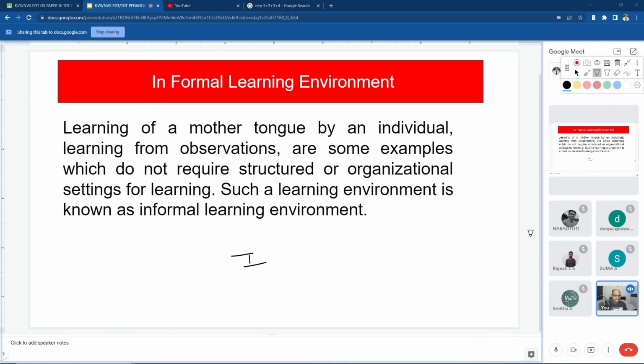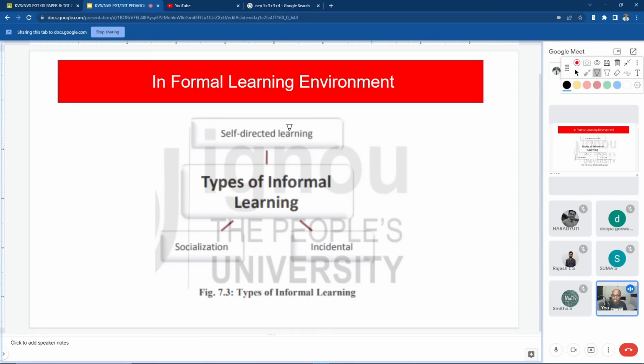So learning something through observation also comes under informal learning. Now this informal learning is also called self-directed learning, or under informal learning we have self-directed learning. So types of informal learning, we can go with self-directed learning, socialization and incidental. What is incidental? Something happens suddenly in your life and you learn a lesson from that. Socialization, by mingling with people you learn so many things, that comes under socialization.